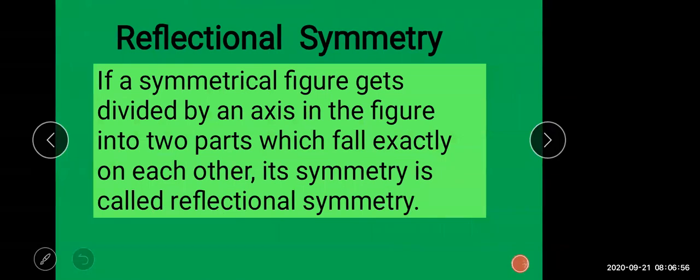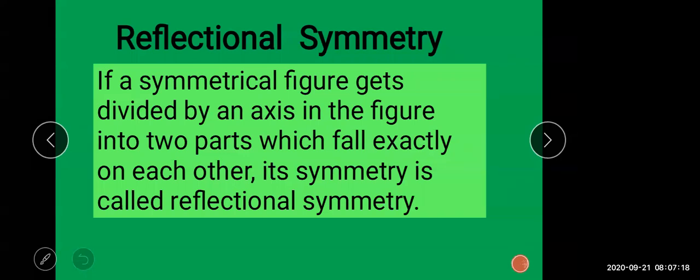What is reflectional symmetry? We already saw one example of a mirror. It is a reflectional symmetry. When we stand on the bridge over water or a river, our body is reflected in the water. So what is the definition of reflectional symmetry?